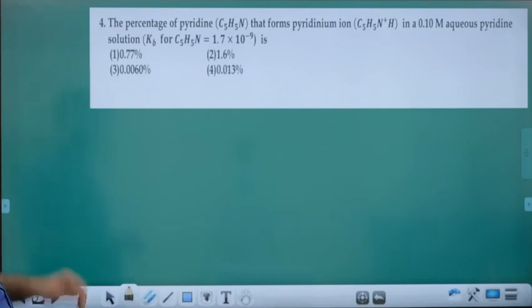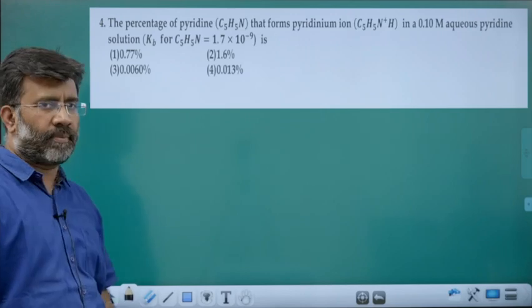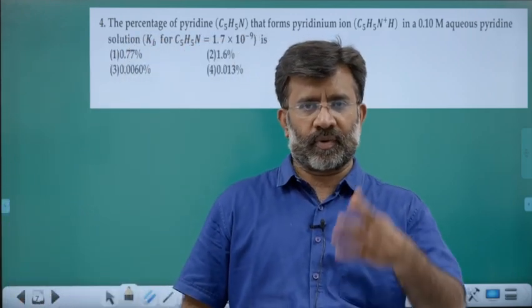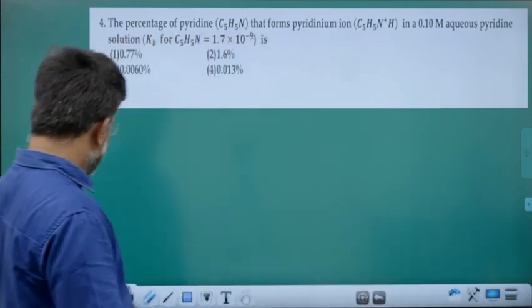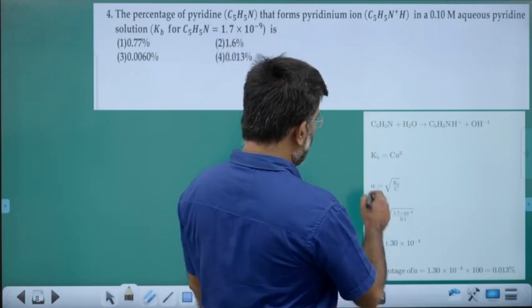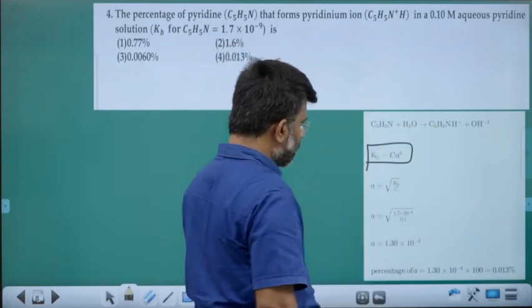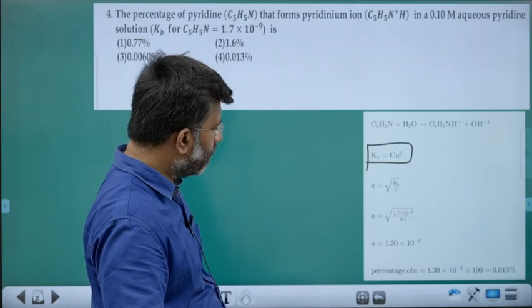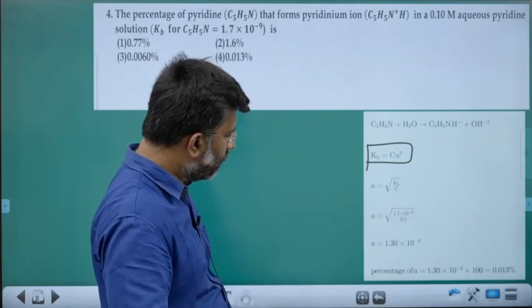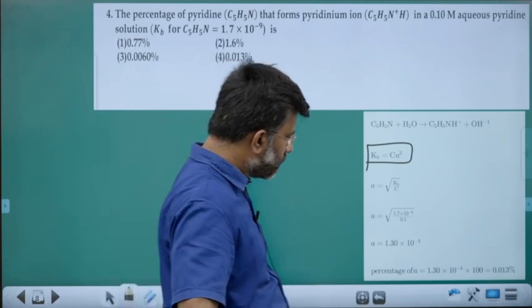What is the percentage of pyridine that forms pyridinium ion in a 0.1 molar aqueous pyridine solution, Kb given? Percentage of pyridine is what is asked. If you get alpha, you get your answer. You see, this is the reaction, Kb is equal to C alpha square. Therefore, alpha is equal to root of Kb by C. Kb given, C given, you get alpha. And that is the percentage.